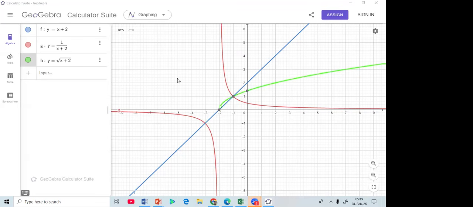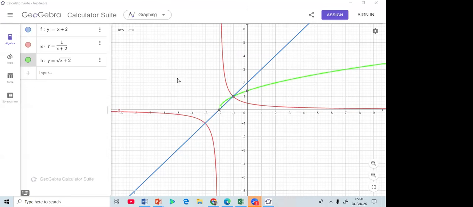Okay, so the first function is just a straight line. Then the second one, with exception from what the previous presenters have said, I see a vertical asymptote at -2, and then a horizontal asymptote at 0. The vertical asymptote is at -2, 0, and the horizontal one is at 0, 0.